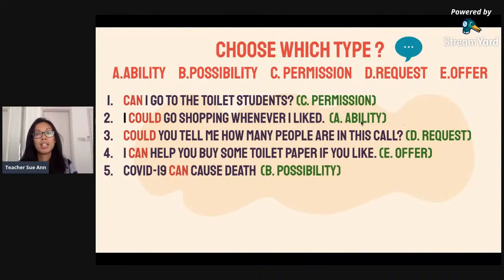First question. Can I go to the toilet, students? This is C, permission. I'm asking permission. Bolehkah saya pergi ke tandas? Right, so this is permission. Number 2, I could go shopping whenever I like. Okay, so last time in the past, before the MCO, whenever I wanted to go, I could go shopping. It's the ability, kebolehan untuk buat.